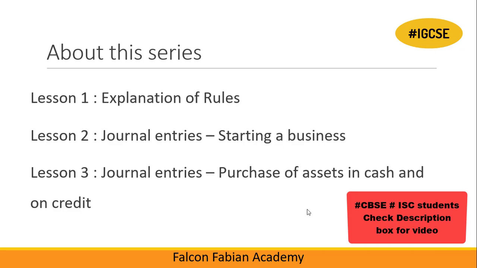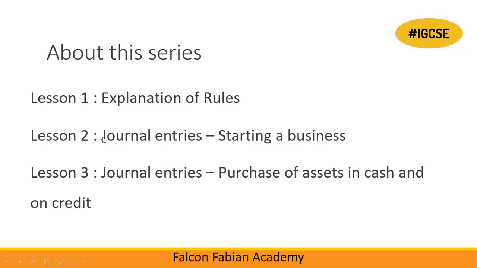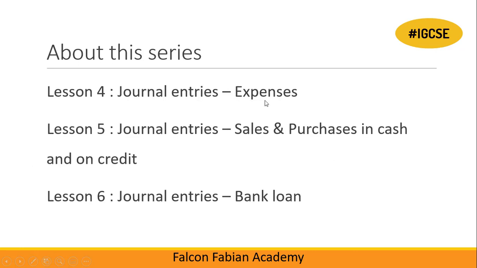This is a series and it has 6 videos. Lesson number 1 has explanation of the rules as per the traditional approach. A new series wherein the rules as per the modern approach would be explained is coming soon. Whenever a business starts, there are certain transactions that happen. The journal entries of that have been explained in lesson number 2. When a business purchases assets in cash and on credit, the journal entries of that have been covered in lesson number 3. When a business incurs expenses, the journal entries of that have been explained in lesson number 4.